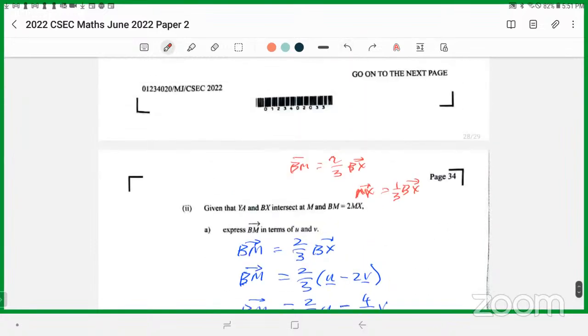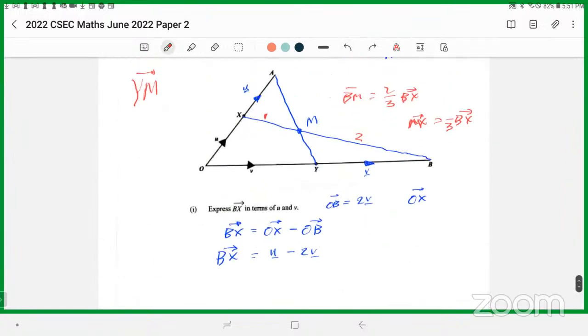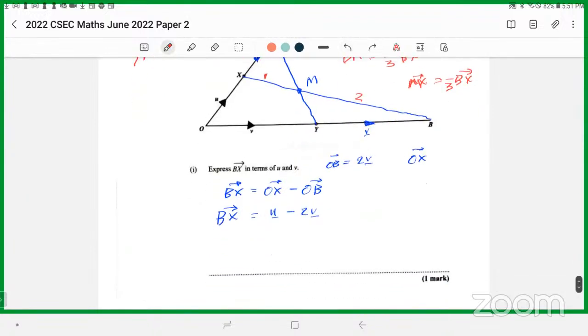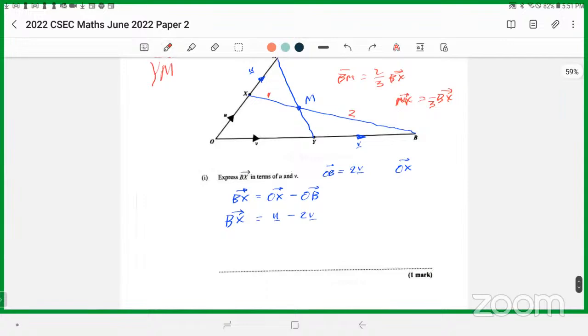So you are correct. Look at the diagram. If you want to go from Y to M, come to B first. So you're going to use Y to B, and then use B to M. That's all you have to do. We can work it out right here on the screen and then copy it down. Let's do it. We want to work out YM.